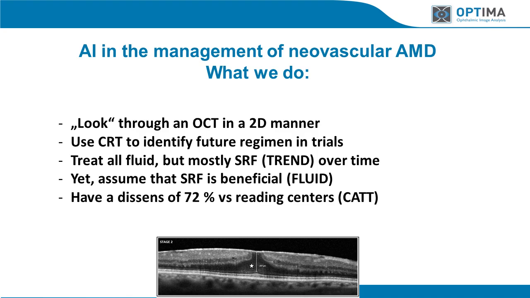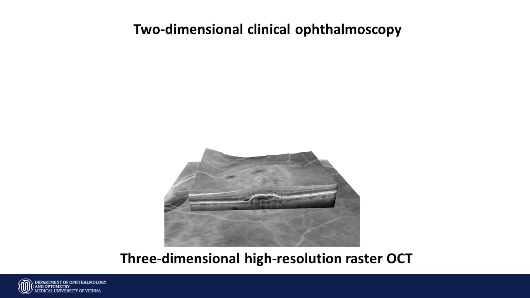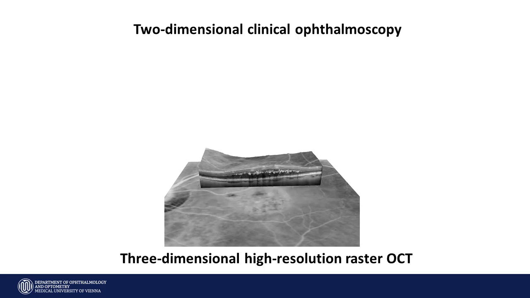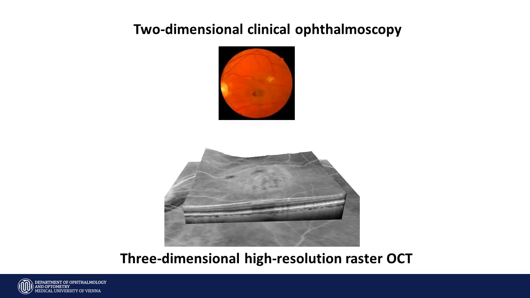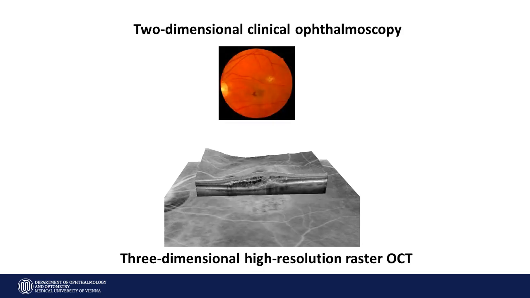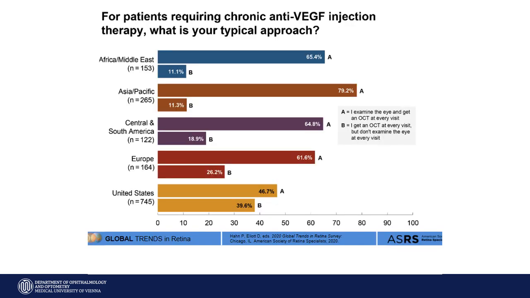And never forget that there's a huge dissensus between investigators, clinicians, and reading centers, which was reported as high as 72% in the CATT study. So what we have in hand for each single patient is a highest resolution 3-dimensional OCT image showing us all the detailed morphological features. This is quite a difference than looking onto the retina of a patient as we did before OCT.